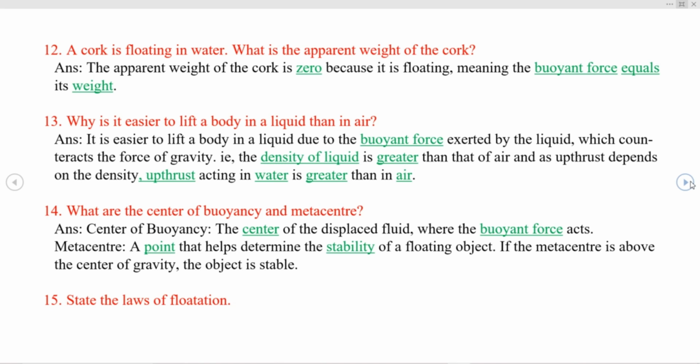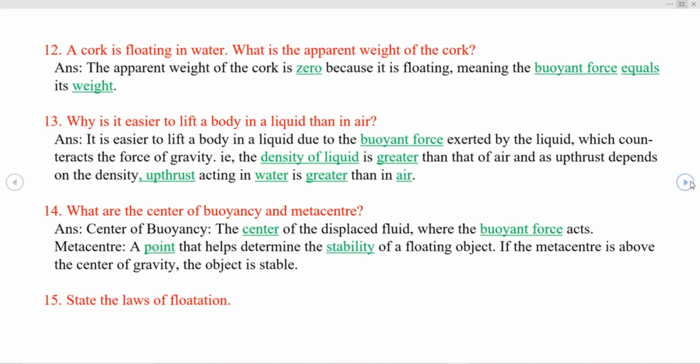Next question: what are the center of buoyancy and metacenter? The center of buoyancy is the center of the displaced fluid, where the buoyant force acts. The metacenter is a point that helps determine the stability of a floating object. If the metacenter is above the center of gravity, then we can say that the object is stable.